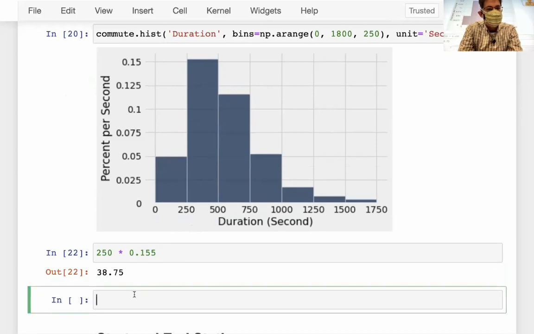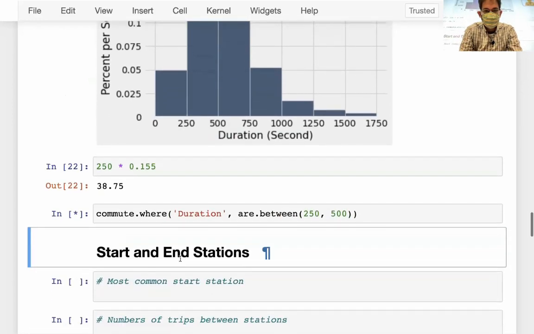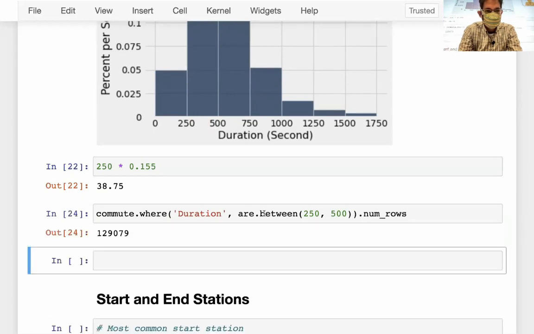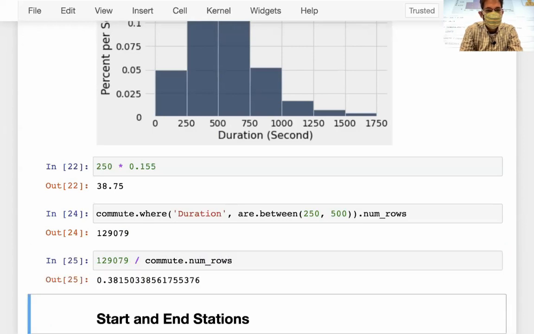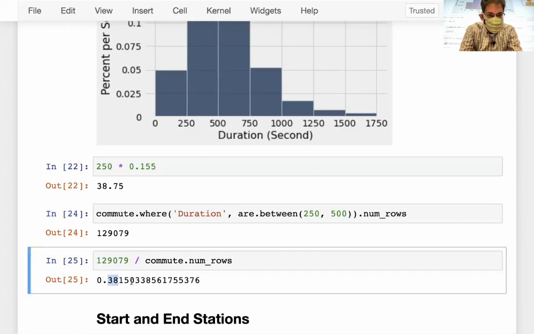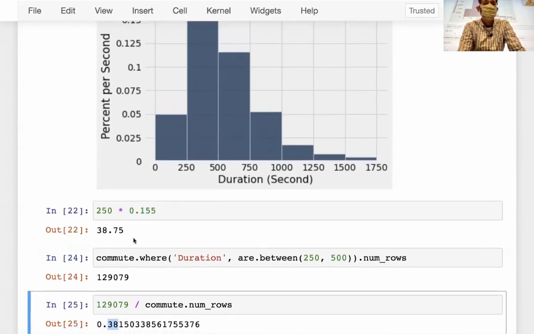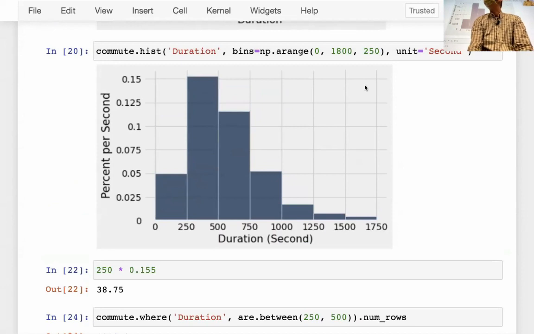Well, let's actually look at the table and see if that's right. If you look at the commute table, where the duration values are between 250 and 500, how many rows is that? That's that many trips. And how many total trips are there? Well, more. So actual fraction is 38%. And that's kind of what we got. First we got 37 and then we got 39. So right around 38% of the commutes were between 250 seconds and 500 seconds, just like the histogram tells us. Okay, so that's not a surprise. Just wanted to kind of check our histogram practice. Questions?